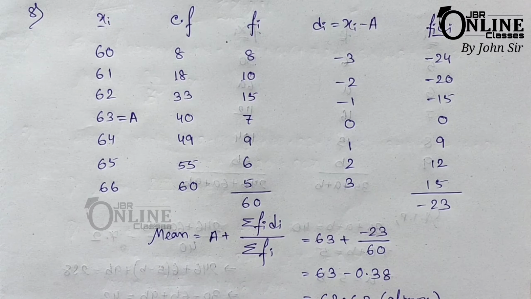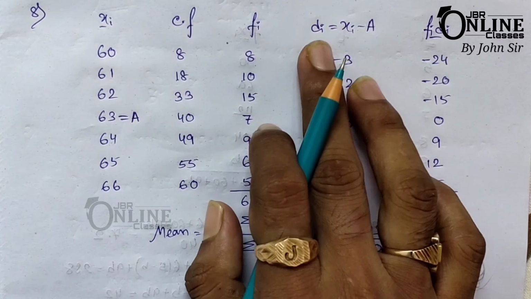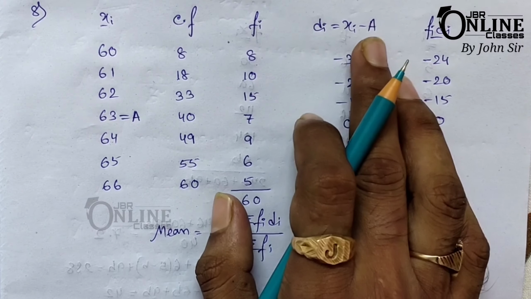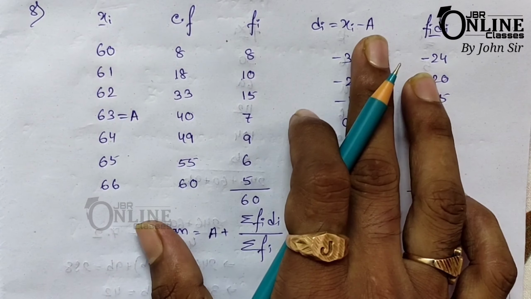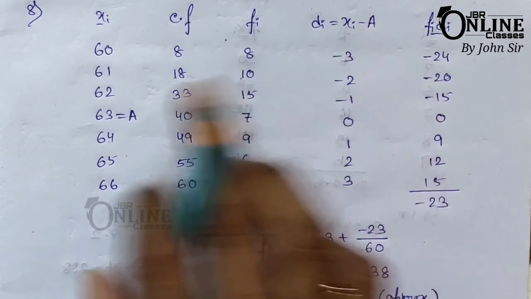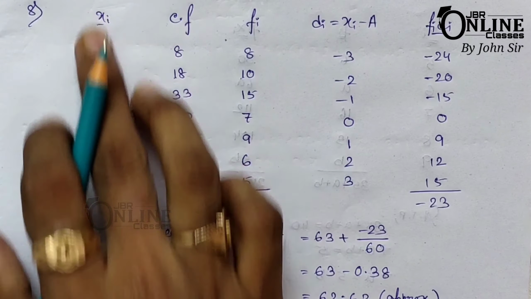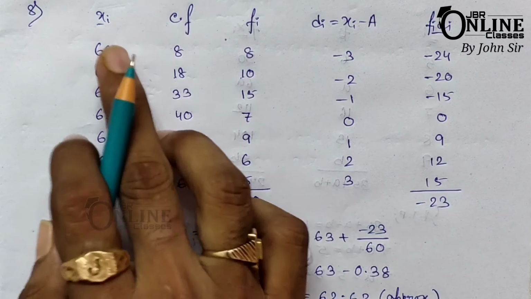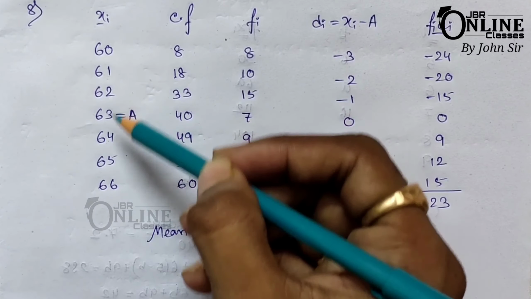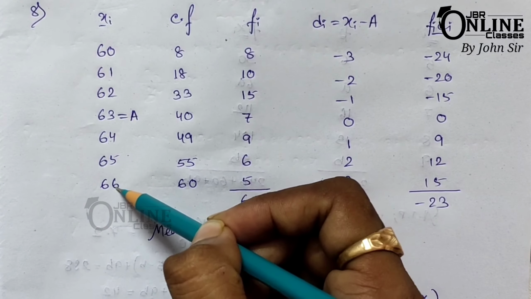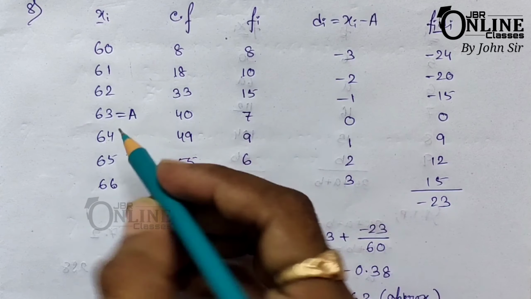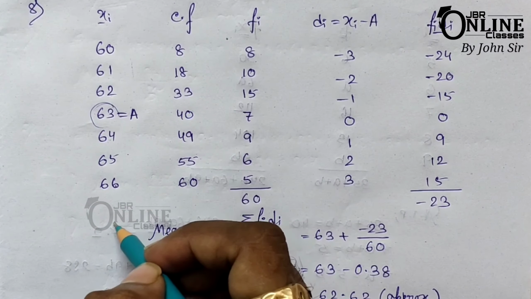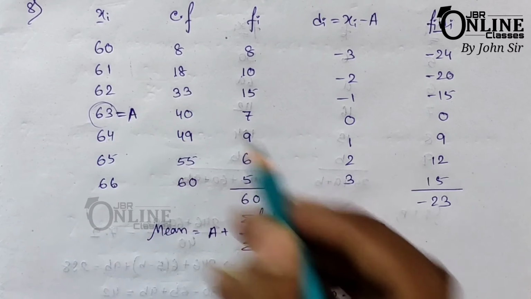In shortcut method, you have to add one extra column, and that column is di. Here di equals xi minus a. Now this method is also called the assumed mean method. Here a is a number which you assume from the numbers, that means from the column of xi. Here the given xi are 60, 61, 62, 63, 64, 65, 66. It means total 7 numbers. Now from these 7 numbers, you can easily find the middle one, that equals 63. So here 63 is assumed as a.